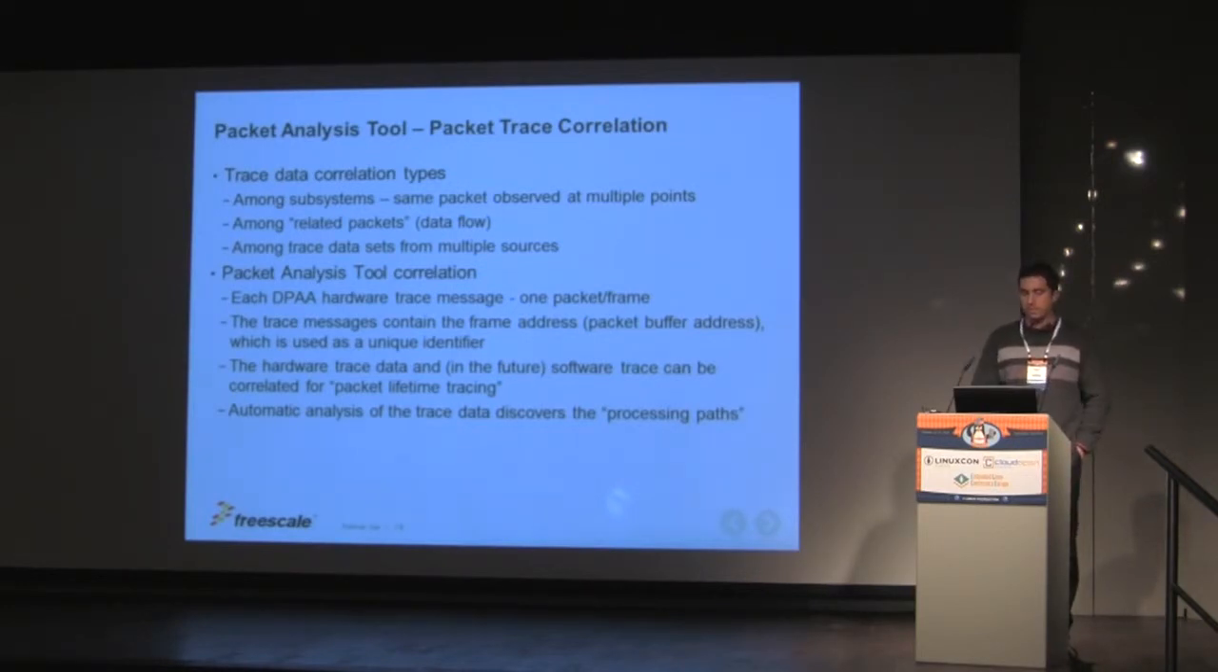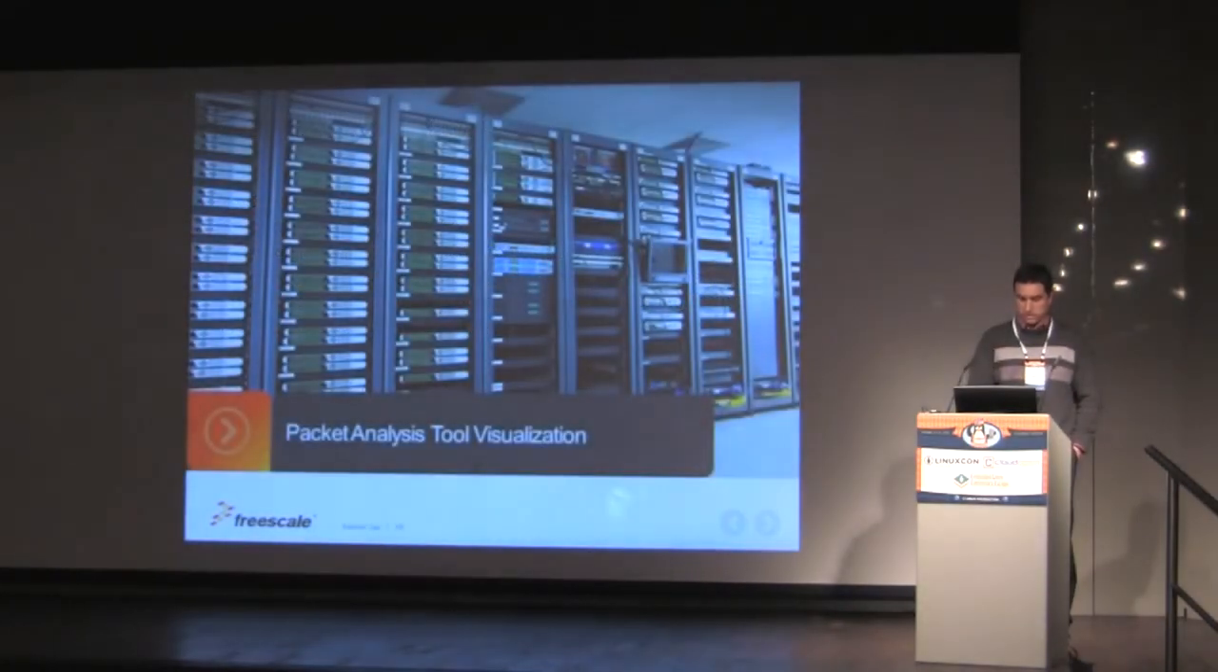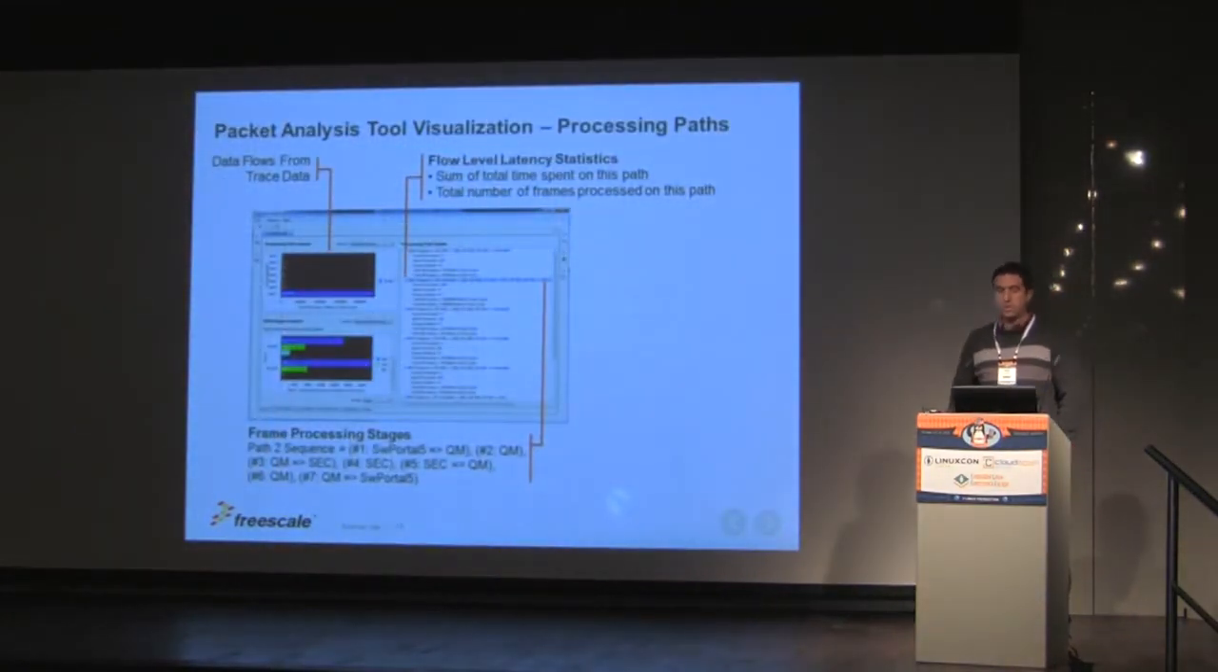And finally, when we analyze the trace data, we're able to identify the networking data flows, which we call the processing paths. And on the next slide, I'm going to talk about this a little bit. The term processing path that we use in our tool refers to a data flow. And we identify those simply by analyzing the decoded trace data. And on this slide, you get to see an example of such processing paths.